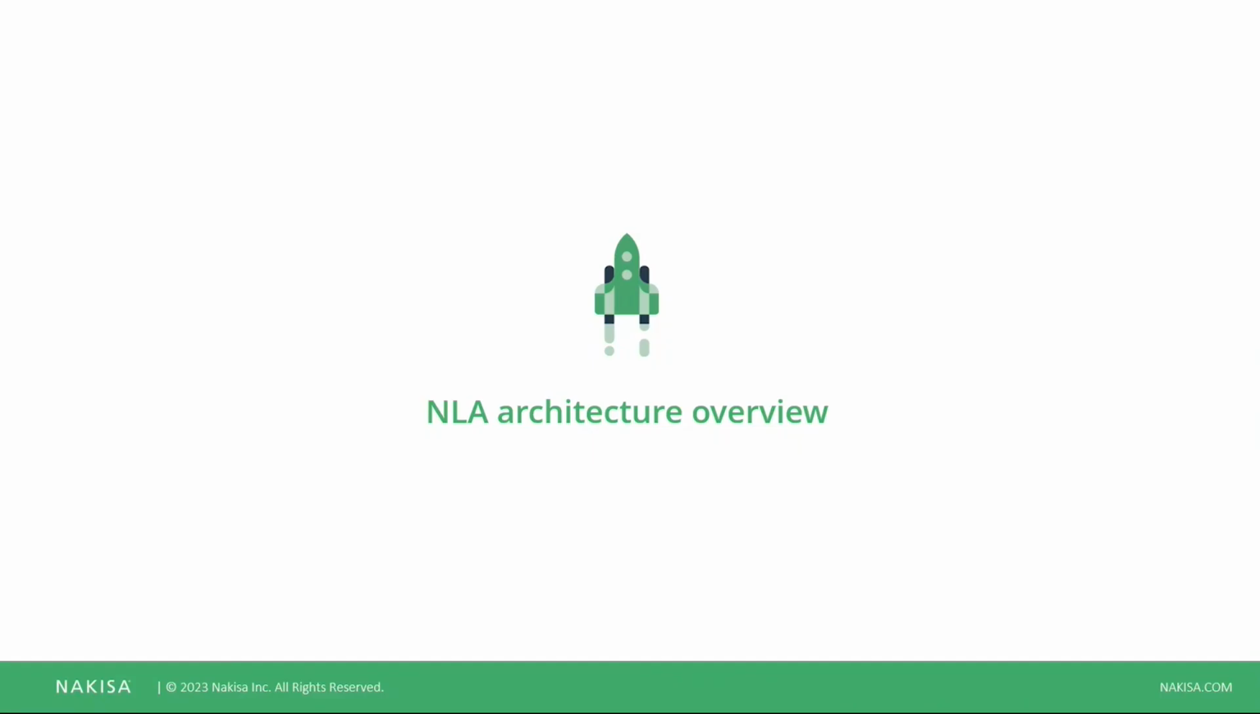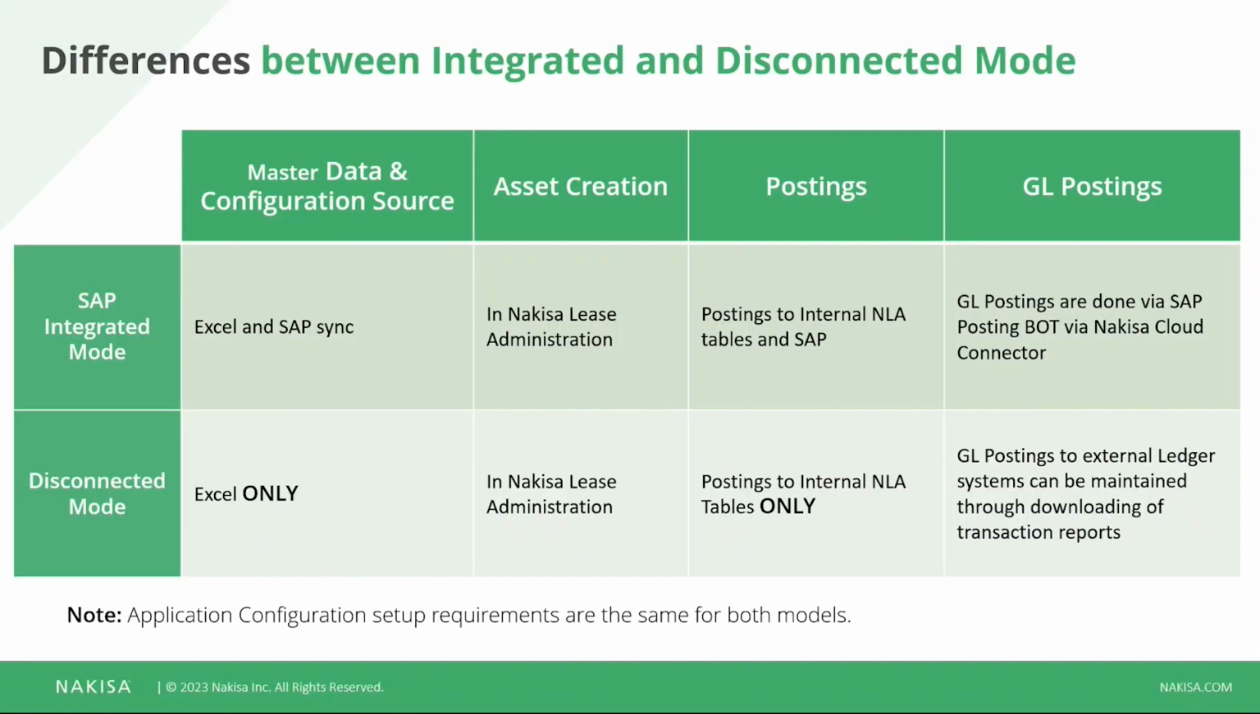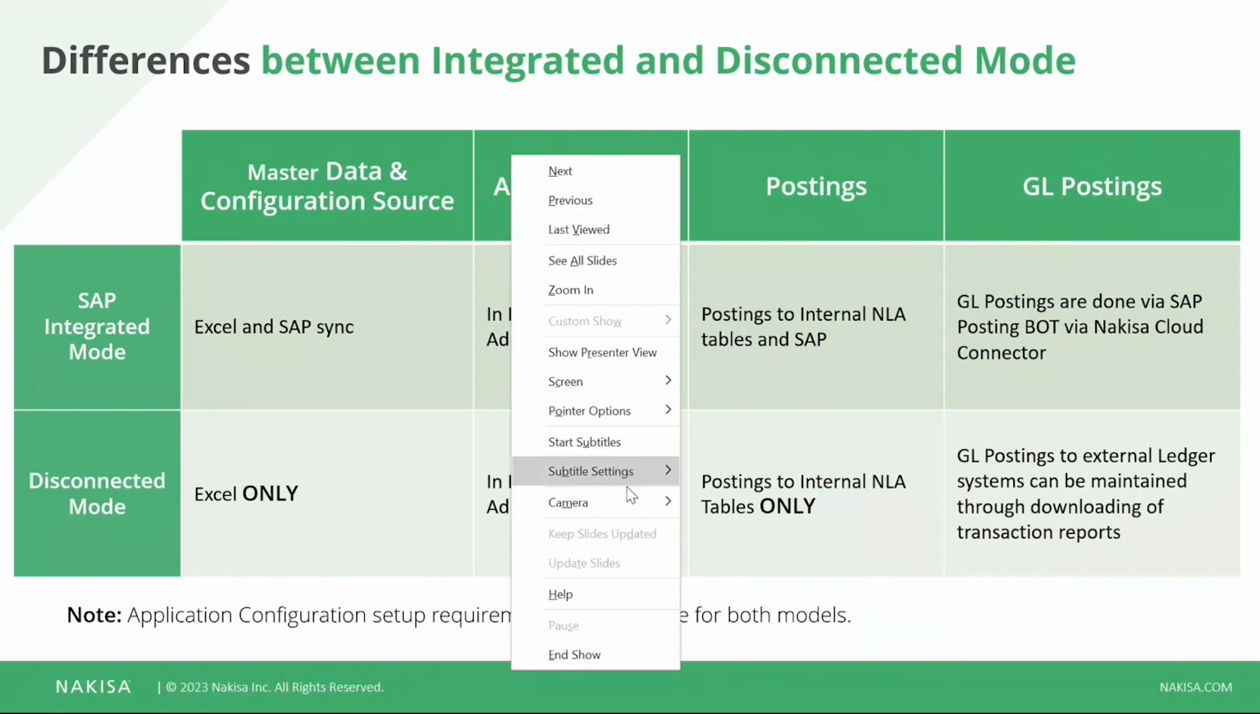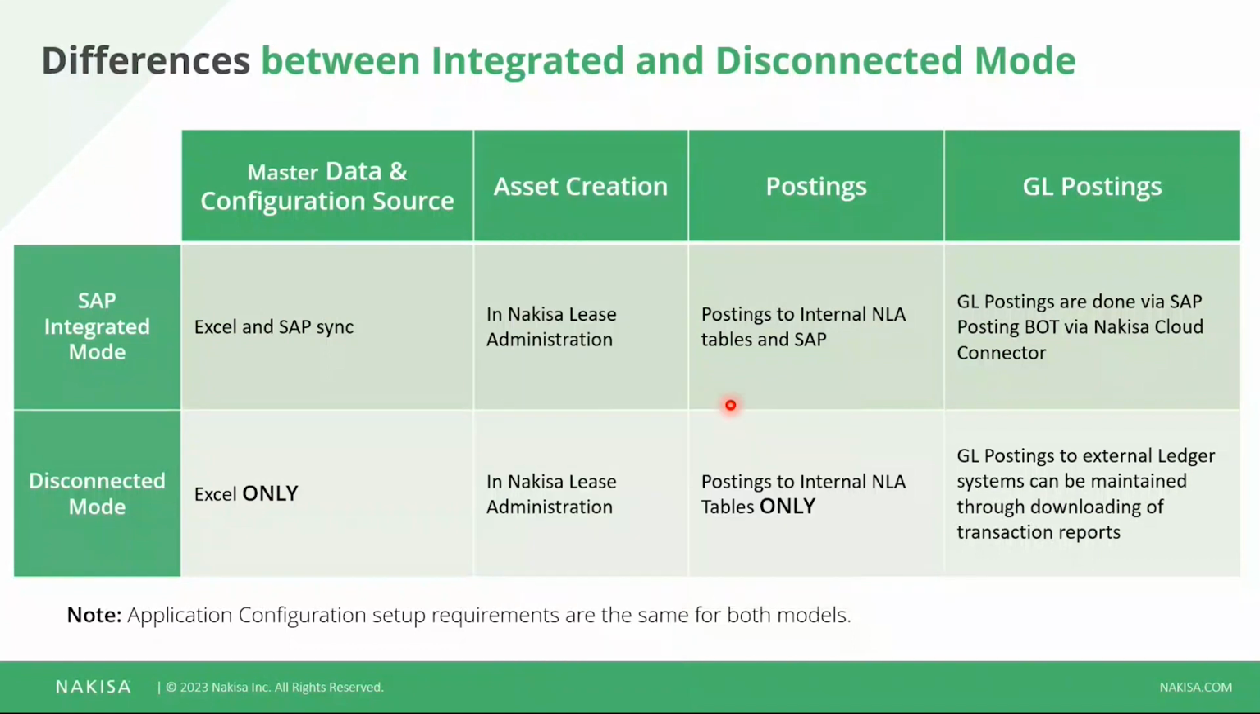We're going to talk about the architecture just before, and this is just to show you what happens when we issue a lease and transaction connected to SAP. So this is good to know, what would be the behind the scenes procedure. We have really two modes of operating: the SAP integrated mode and the disconnected mode.